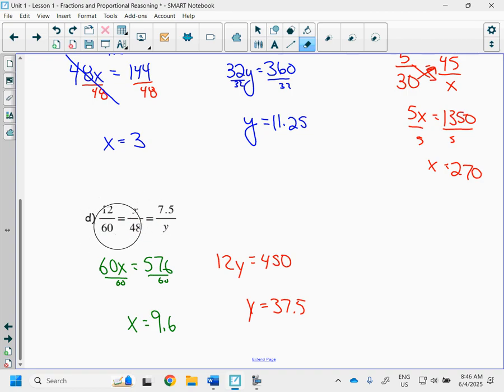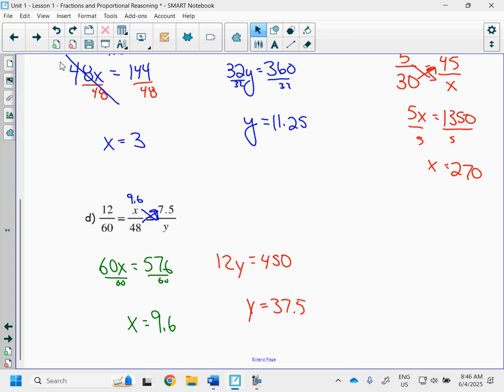Now somebody might ask, well, do I have to use the outer pair? No, you do not. Once you get the x value, you could say to yourself, well, I know what x is. x is 9.6. And I can do this pair with this pair. That would also work. It doesn't matter which pair you pick as long as you are only working with 2 fractions at a time.